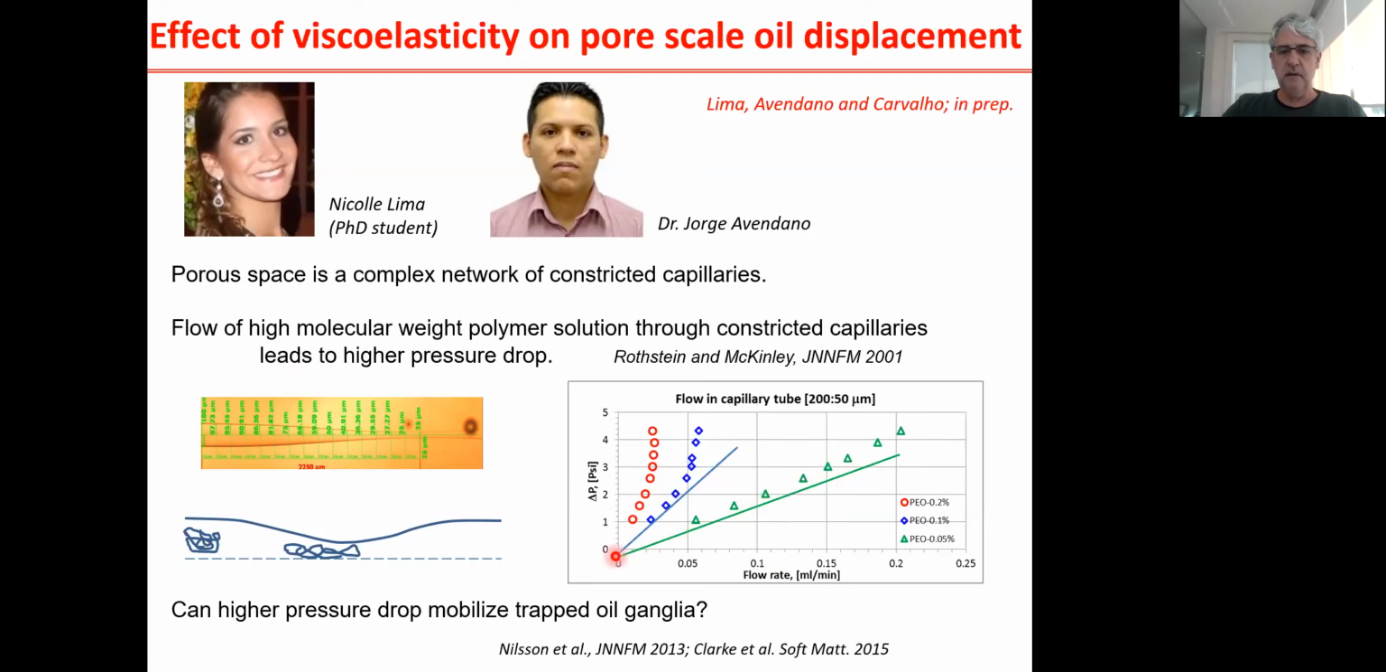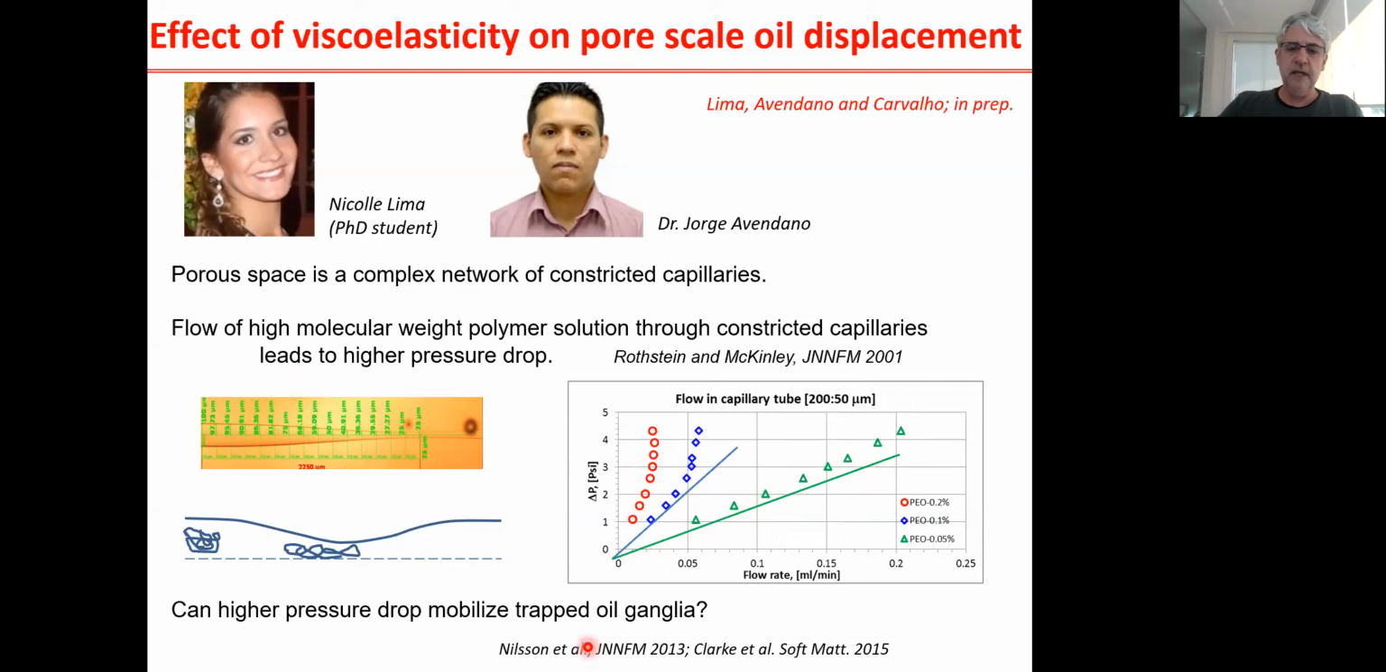If the flow rate is small enough, you get the linear behavior of a Newtonian liquid, but at high enough flow rate, you get this extra pressure drop associated with the stretching of the molecules. It's a manifestation of the high extensional viscosity that you see in these high molecular weight polymers. And the question is, can this higher pressure drop in the water phase mobilize trapped oil ganglia?